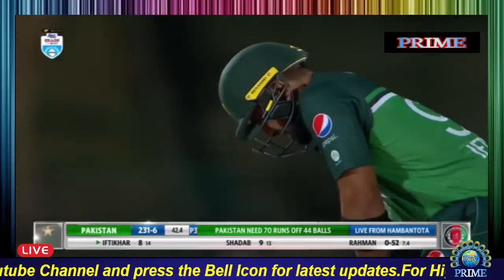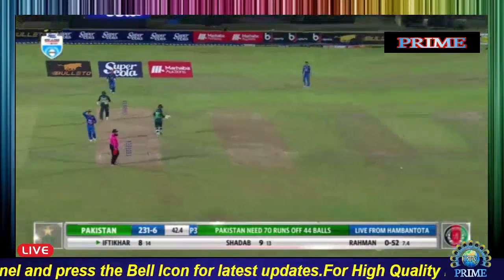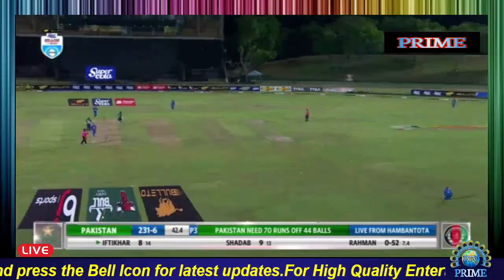This has to be a 6. This has got to go. Not really. That's well bowled. Once again, pace off. That's good bowling.